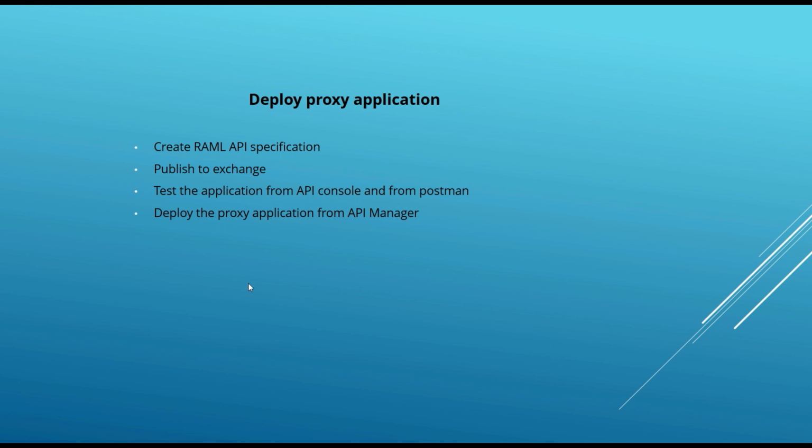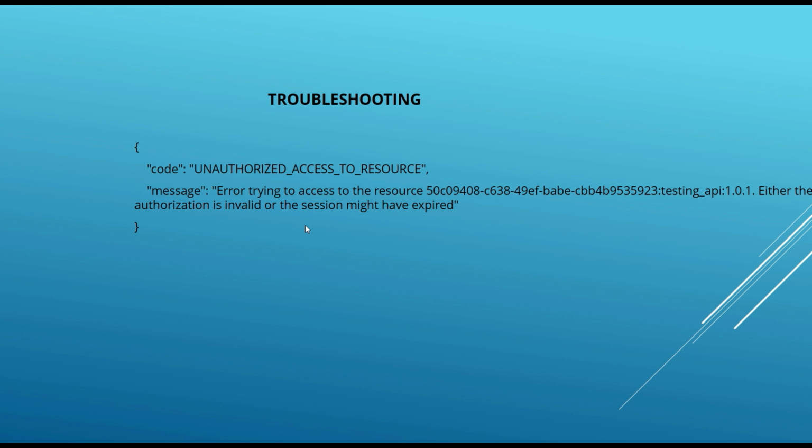Now let's recall what we have done. We have used the existing API specification and published to Exchange and tested it from the API console and also from Postman. To test it from Postman, we have used a public URL of mocking service, and we have deployed the proxy application from API Manager. And also we have seen an error while using the mocking service. So we have used the public URL of mocking service to fix this issue. Right? Yeah. That's it for today.